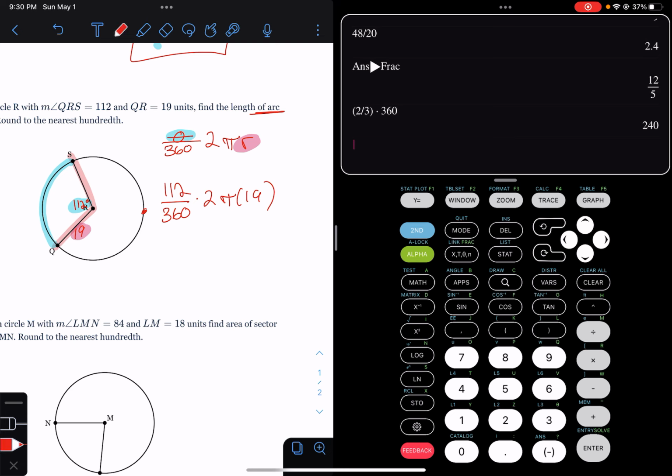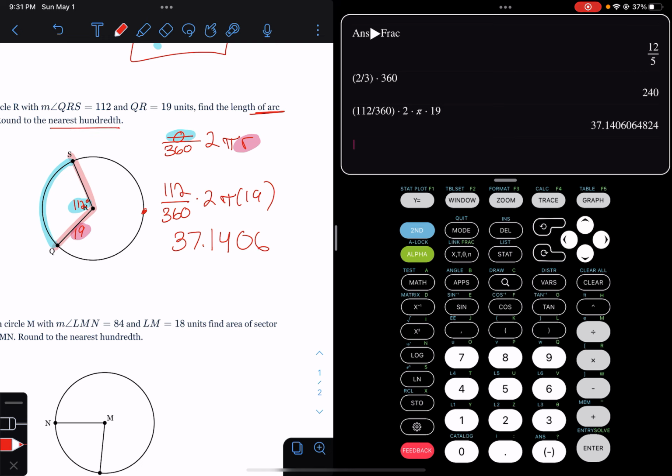So in this case, we're going to do 112 divided by 360 times 2 times pi times my radius, which is 19. And I get 37.1406. They want me to round to the nearest hundredth, so that is 2 decimal places. I would cut it off here. The 0 tells me to keep the 4 the same, so I just get 37.14. That would be my answer.